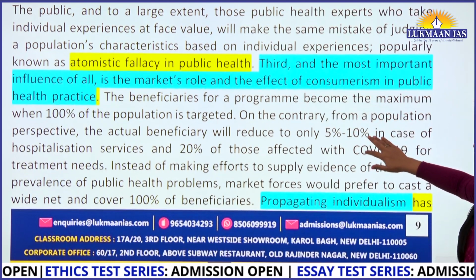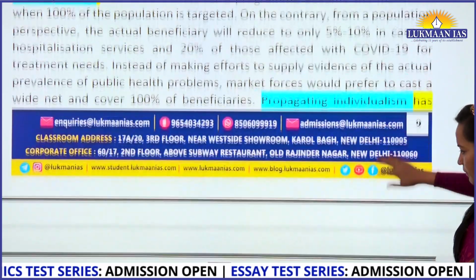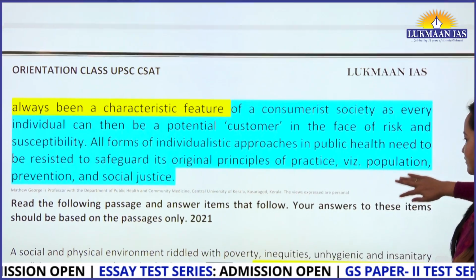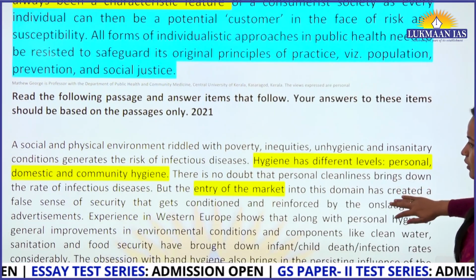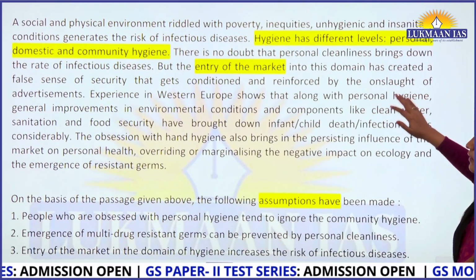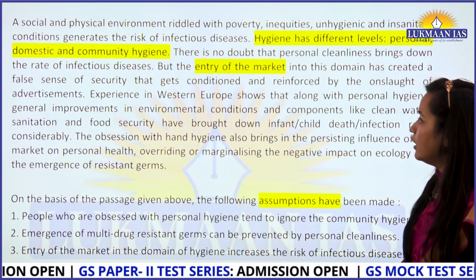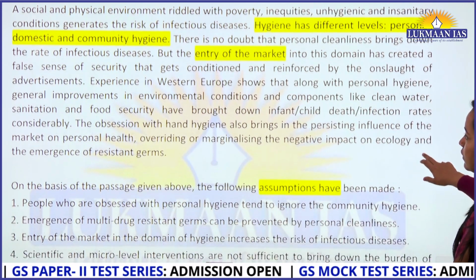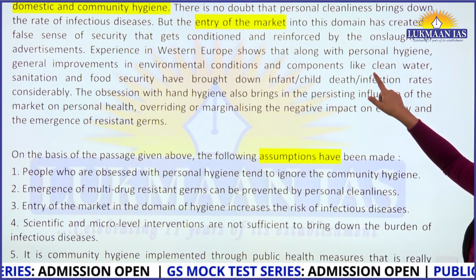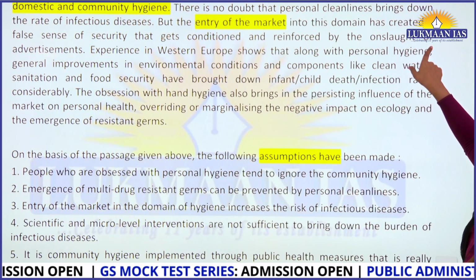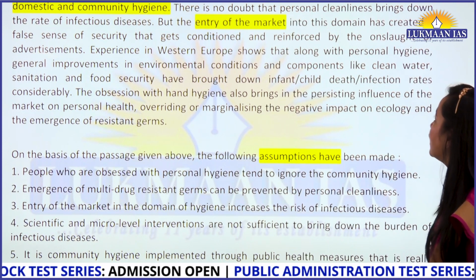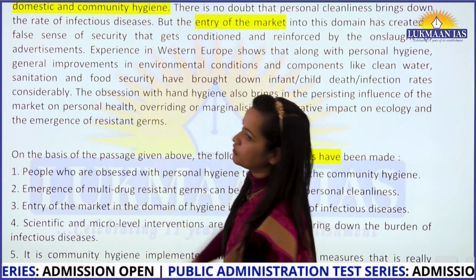Third, and the most important influence of all, is the market's role and the effect of consumerism in public health practice. So in the interest of time, I'm running this page a little faster, but this is how we're going to go about it. And now, the passage that appeared possibly in 2021 had these parts. A social and physical environment riddled with poverty, inequities, unhygienic and insanitary conditions generates the risk of infectious disease. Hygiene has different levels: personal, domestic, and community hygiene.